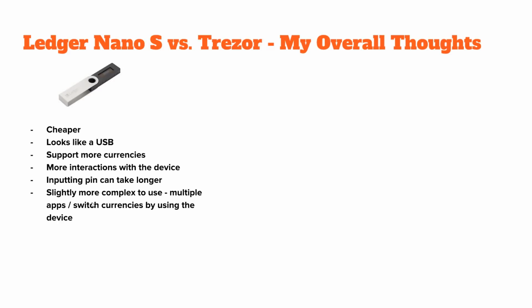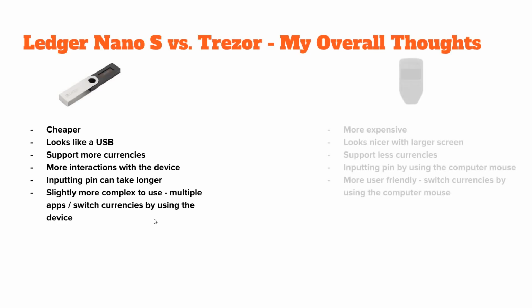I think that the Ledger Nano S is more sophisticated in the sense that it supports more currencies, and it's more dynamic, but it's more complex to use. There are a lot of apps that you can download for the Ledger Nano S. Each currency is an app, so you can download a Bitcoin app, an Ethereum app, for example. And then to switch currency, you actually use the physical device to do that.